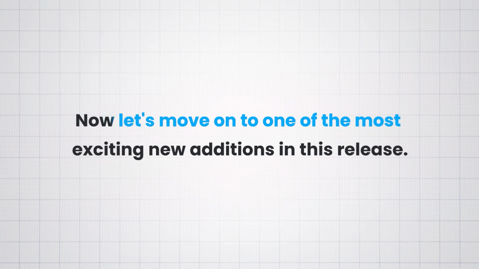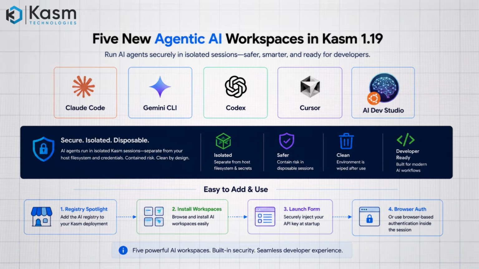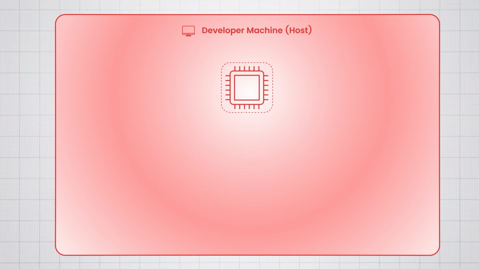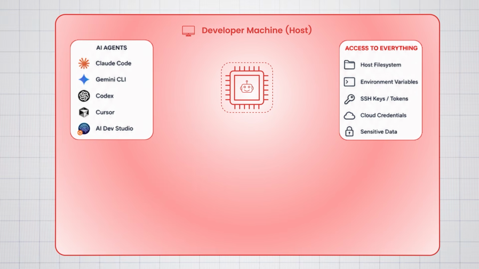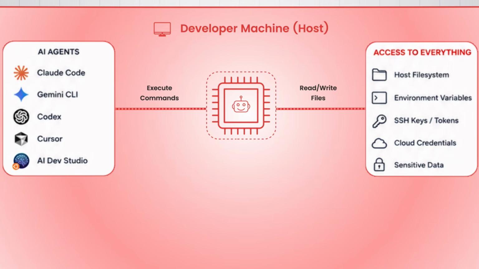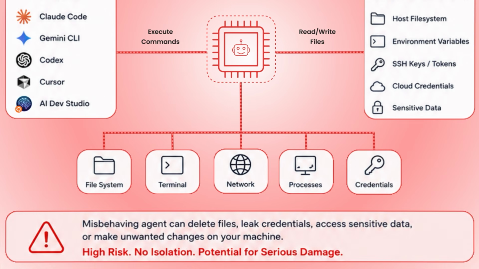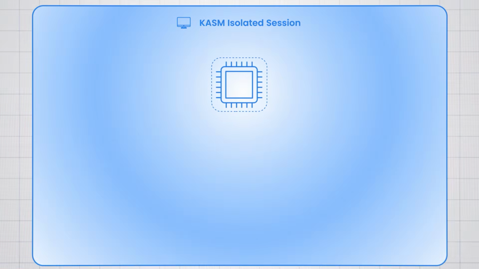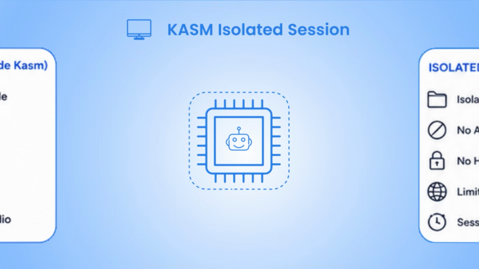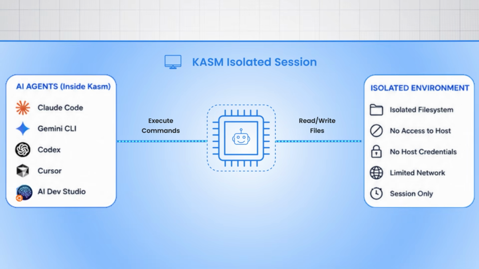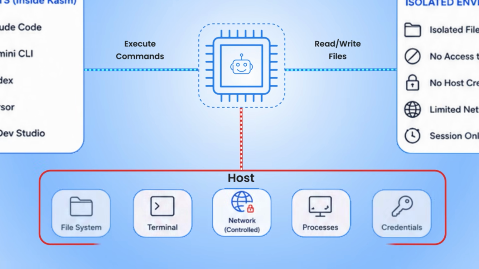Now let's move on to one of the most exciting additions in this new release. In 1.19, we are releasing 5 new Agentic AI workspaces: Claude Code, Gemini, Codex, Cursor, and the AI Dev Studio. Running AI agents directly on a developer machine includes real risk. Agents execute commands and read files autonomously, and a misbehaving agent on a machine with sensitive credentials or files can cause serious damage. By running your agentic workflows inside a Kasm session, the agent operates in an isolated environment separate from your host file system and credentials.